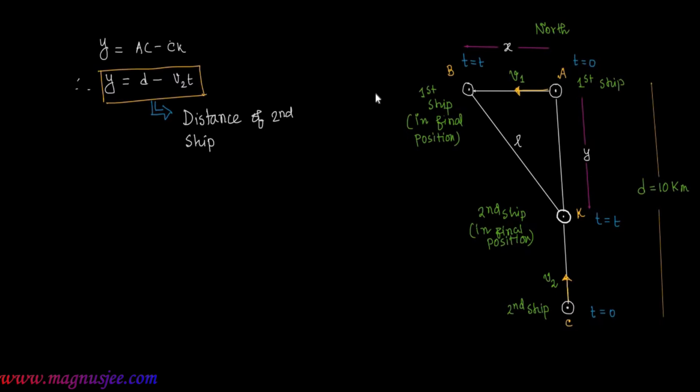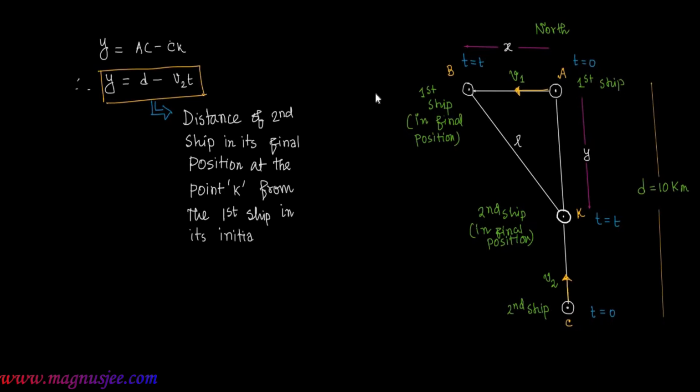Y is the distance of the second ship in its final position at the point K from the first ship in its initial position at the point A.